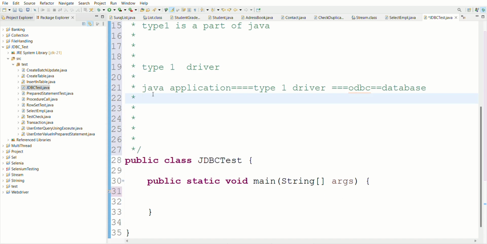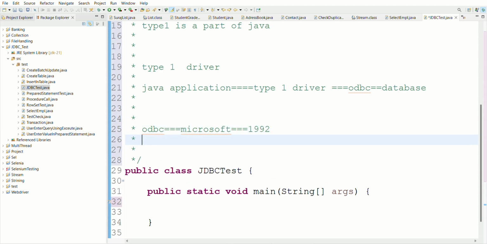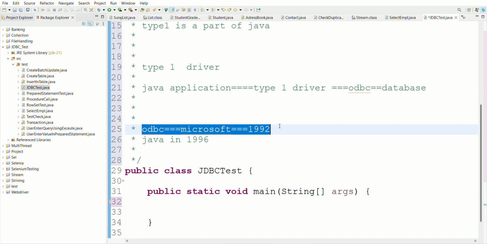In the first layer, let me discuss ODBC first. What is ODBC? ODBC was given by Microsoft in 1992. Java was introduced in the market in 1995 or 1996. It means before Java, ODBC was given by Microsoft.